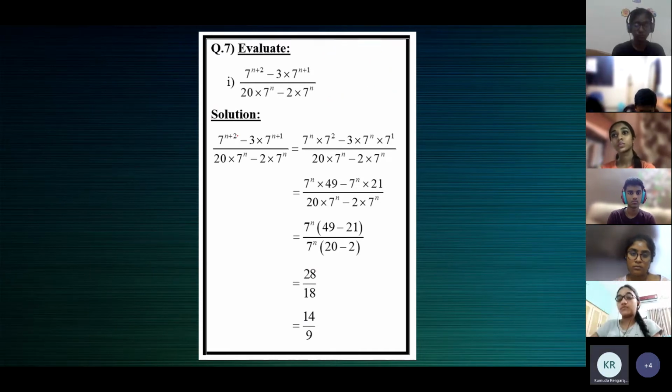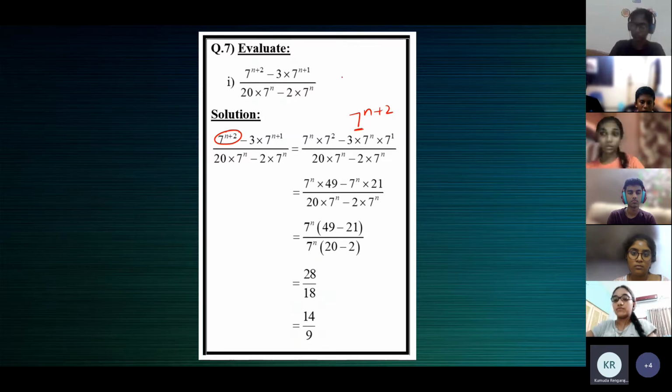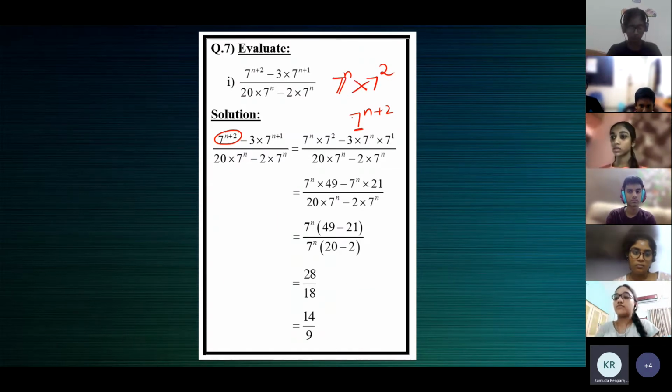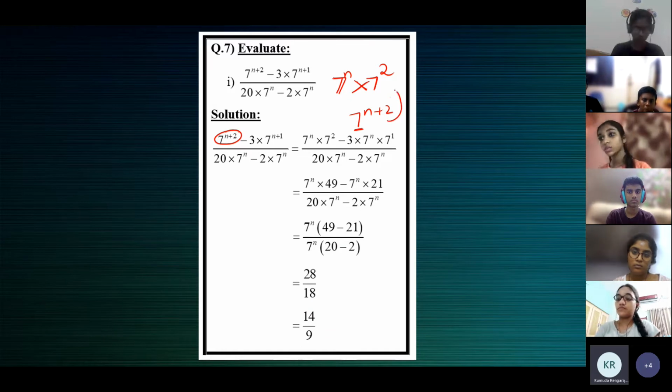I'll tell you again. We have 7 to the power n plus 2. We're writing the previous step. When will you get a result like this? It should have been 7 to the power n into 7 to the power 2. So bases are same, 7. It's multiplication, so we add the powers, 7 to the power n plus 2. So 7 to the power n plus 2 is written as 7 to the power n into 7 to the power 2. Minus as it is, minus 3 as it is.